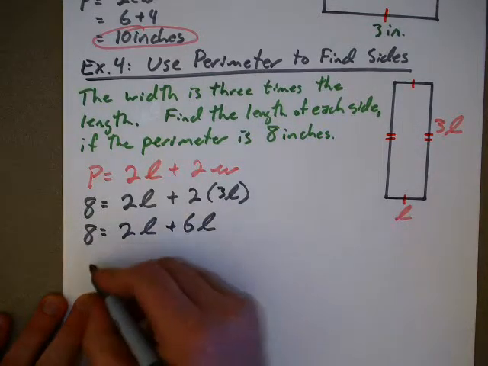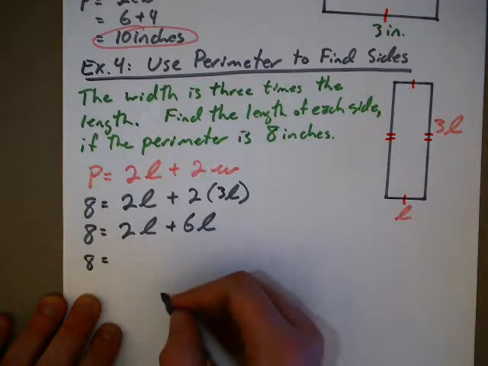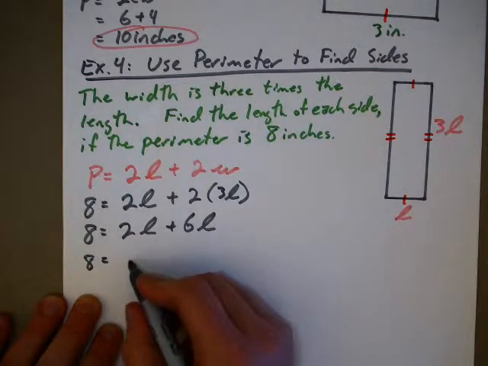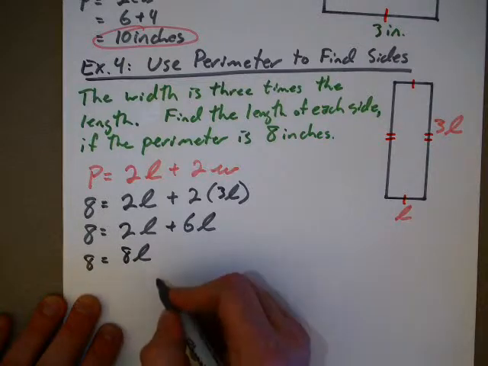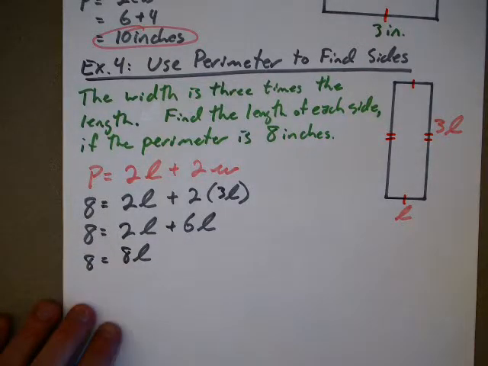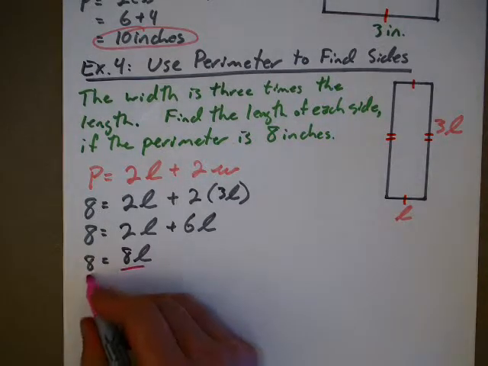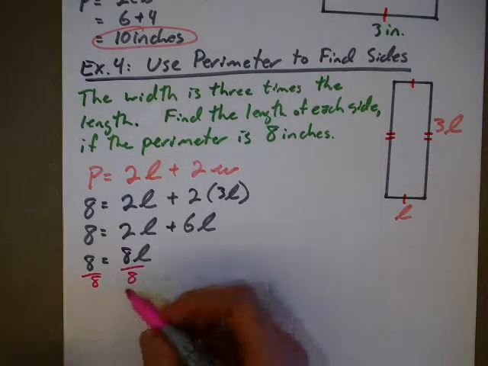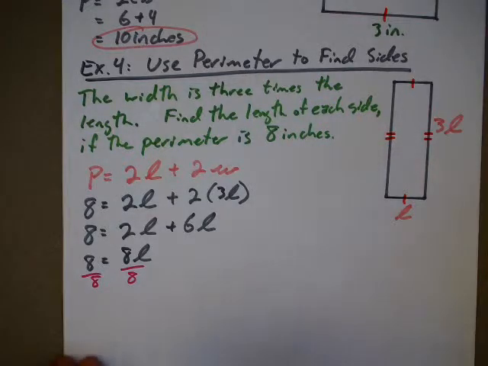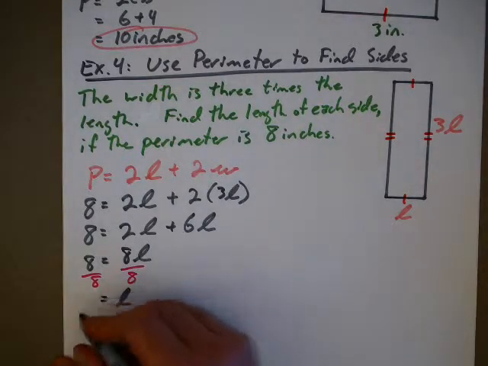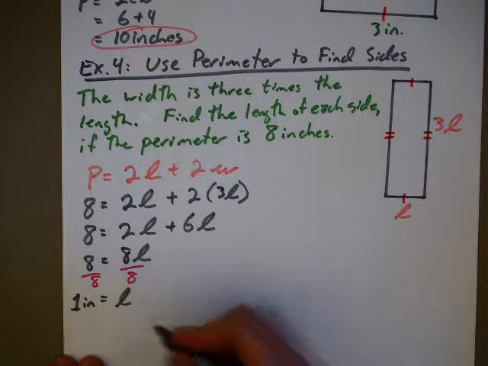Now I have 2 L's plus 6 L's, and I'm going to combine like terms, and that is 8L. I'll divide both sides by 8. And so I see that the length is 1 inch long.